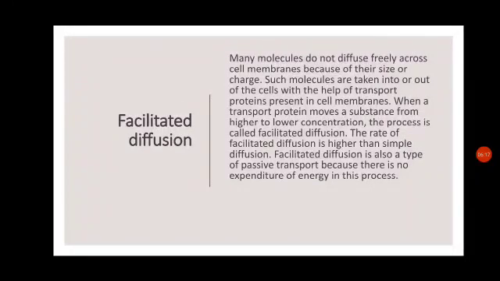When the transport protein moves a substance from a higher to lower concentration, the process is called facilitated diffusion. The rate of facilitated diffusion is higher than simple diffusion. Facilitated diffusion is also a type of passive transport because there is no expenditure of energy in this process. In other words, the process of diffusion is facilitated by the carrier proteins, and there is no expenditure of energy, so this is also a passive type of transport.